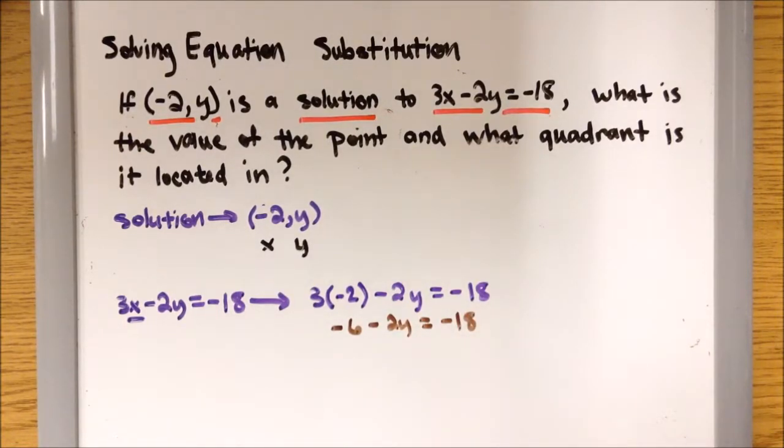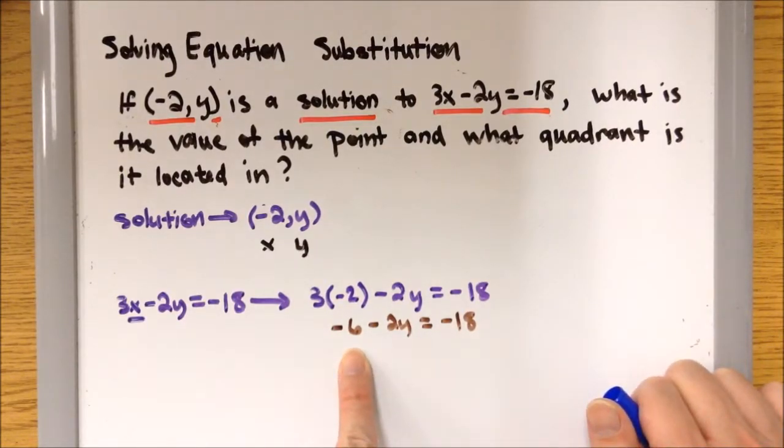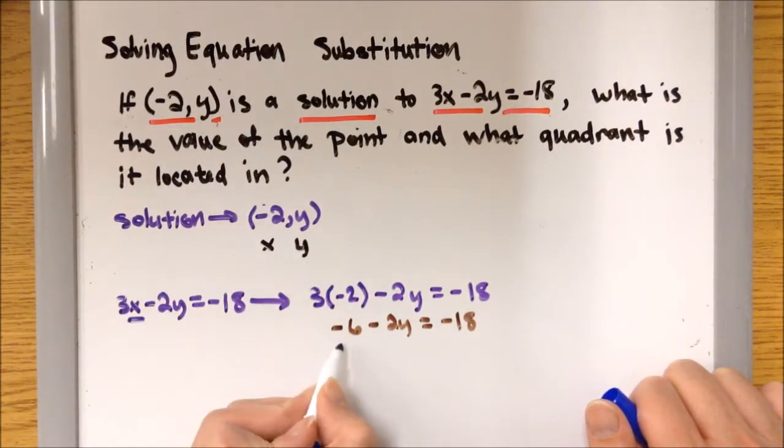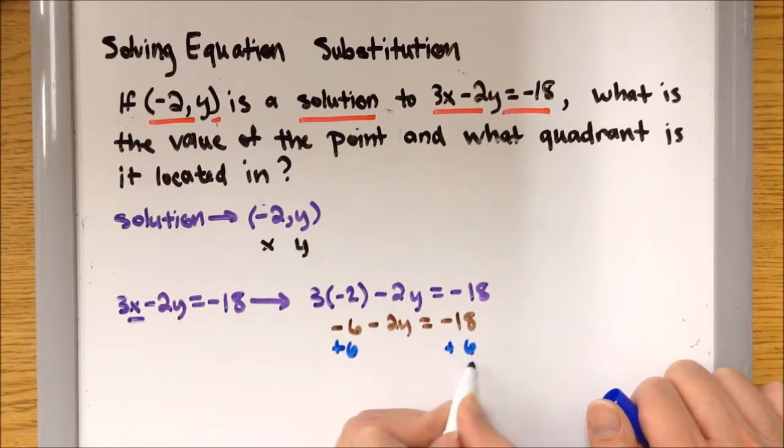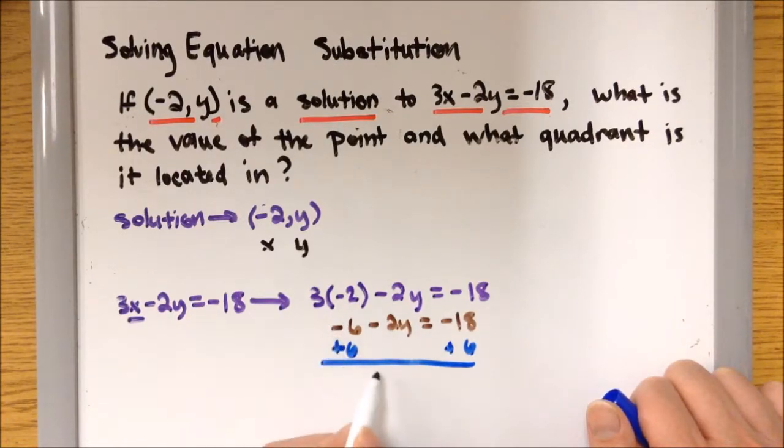Now we have only one unknown variable, which is y. That means I want to get the -2y by itself. To do that, I need to get rid of this -6. The opposite of -6 is plus 6. I'm adding 6 to the left, so I'm going to add 6 to the right. Doing so, the 6 cancels out, and I'm left with -2y equals -18 plus 6, which is -12.